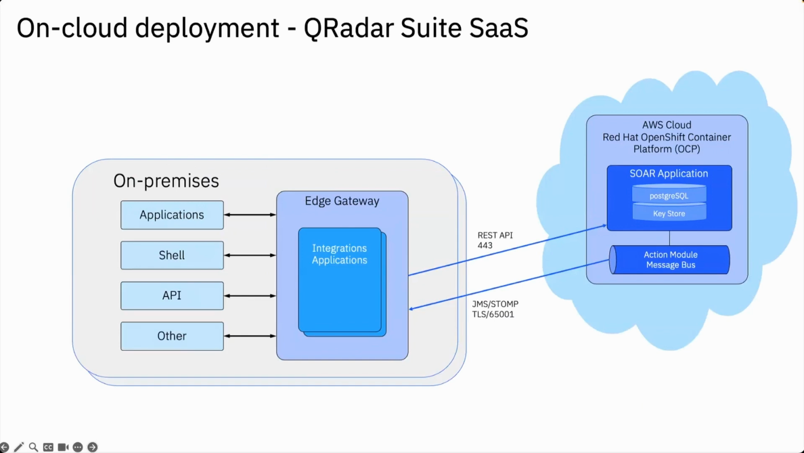And this is the edge gateway currently available on AWS. So the Red Hat OpenShift platform will be on the AWS cloud, followed by the action module bus that is part of the SOAR application only. That will talk to the edge gateway on premises, which in turn will have the connections to talk back to the security solutions living on premises.